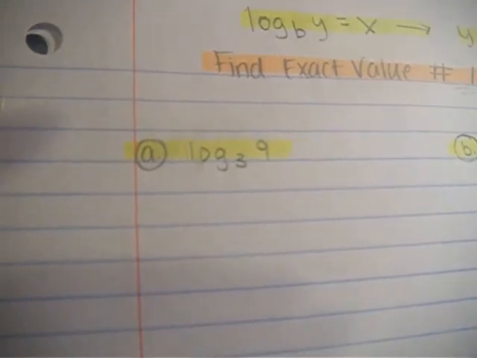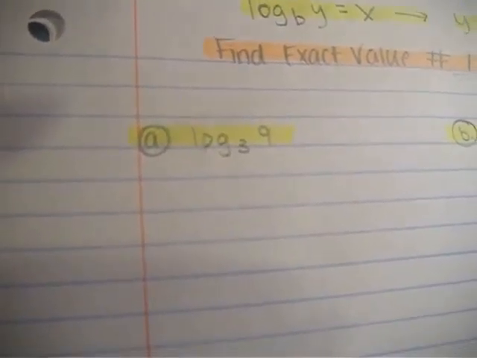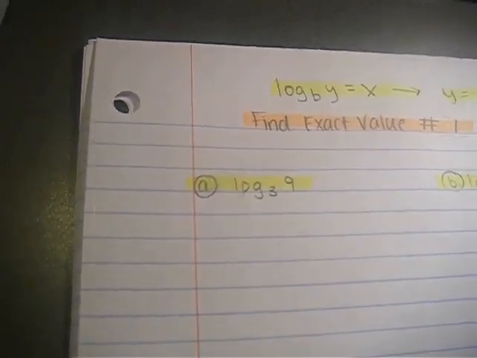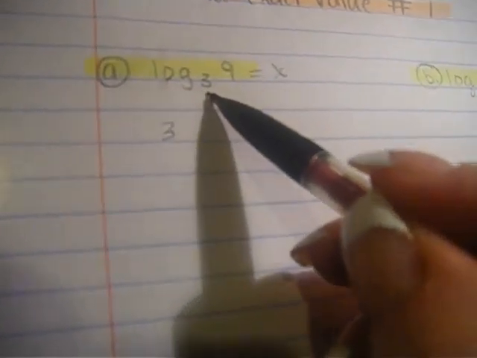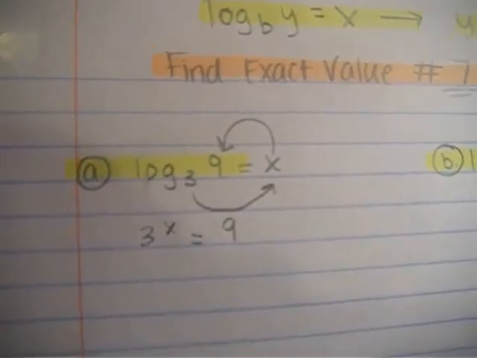Now for the first problem, we have our base of 3. So what we're going to do is take our 3. Now how I like to look at this is, it's kind of like a clock. And you're going 3 raised to what will equal 9. So log base 3 of x equals 3 raised to what equals 9.